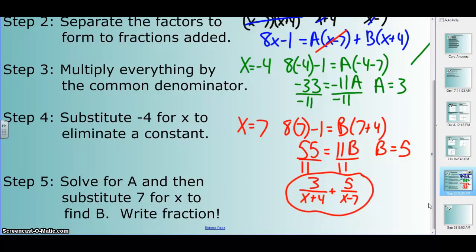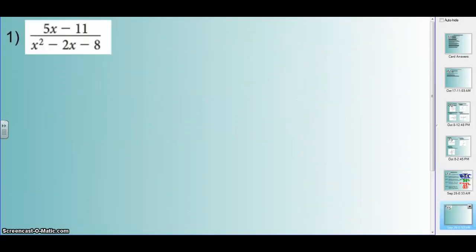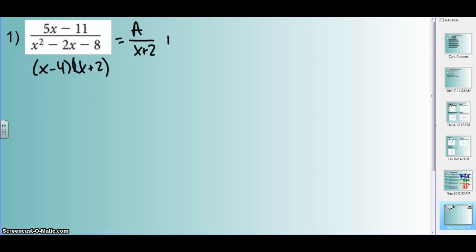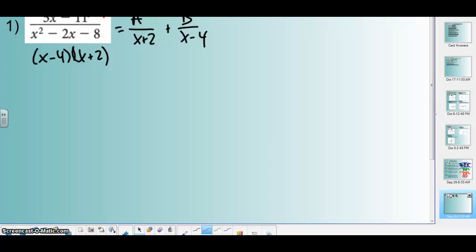Okay, let's try another question. Okay, I have 5x minus 11 over x squared minus 2x minus 8. So step 1, we're going to factor the bottom. So I got minus 4 and plus 2. I'm going to set it up: A over x plus 2 plus B over x minus 4. Okay, so that's my problem, and then I'm going to multiply everything by the common denominator. So we're going to multiply everything by (x minus 4)(x plus 2).